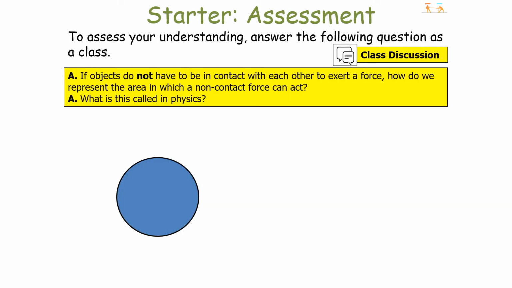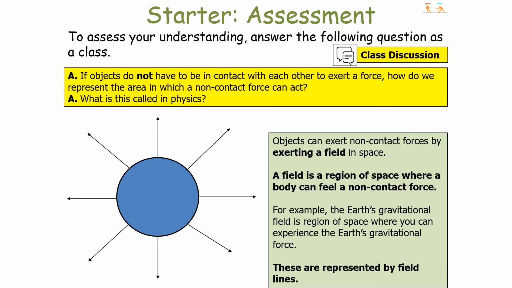So if objects do not have to be in contact with each other to exert a force, how do we represent the area in which a non-contact force can act within? Well, we can do this in physics by saying objects can exert non-contact forces by exerting a field into space. Now, a field is a region of space where a body can feel a non-contact force. So for example, the Earth's gravitational field is a region around the Earth where you can experience the Earth's gravitational force, and we represent fields with field lines.